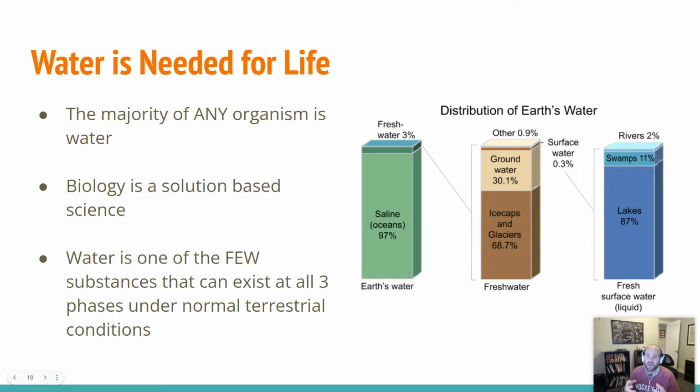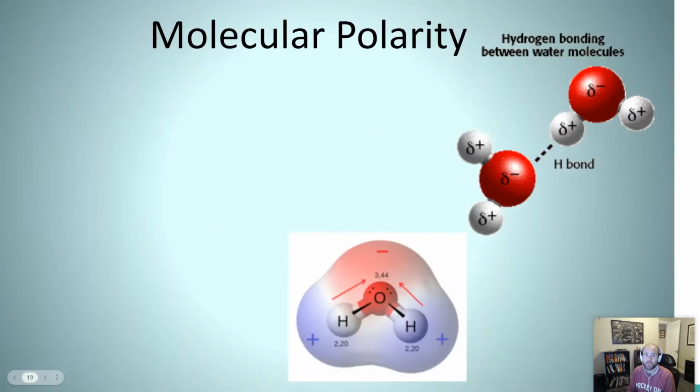Biology, when we really look at it from a simplistic view, is a solution-based science: what mixes with what and how that's changing. And water is also really cool because it's one of the few substances on Earth that can exist in all three phases, that's solid, liquid, and gas, under normal conditions on the planet. So let's dive into some of these properties that make water so cool.